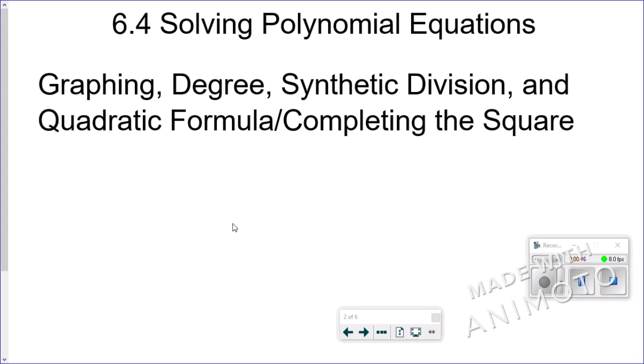I'm going to stick with what I feel the most basic method is, and that is using a bunch of stuff we've learned. So we're going to use graphing, we're going to use the degree, we're going to use synthetic division, and either the quadratic formula or completing the square, whichever you are more comfortable with, you can pick. Okay, so we're going to use all of that just to solve one equation most of the time. Sometimes we'll only have to use one of those scenarios. Let's look at some examples here.